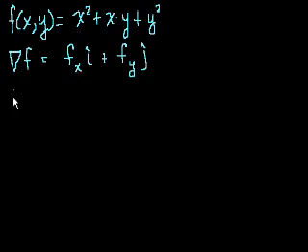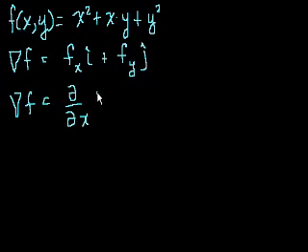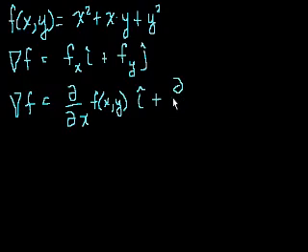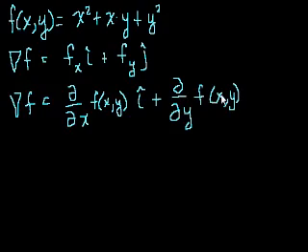Another way to view it, you could have also written this as the gradient of f is equal to the partial with respect to x of f of xy, and then all of that in the i direction. This is just different notation, plus the partial with respect to y operated on f of xy. So the partial of f of xy with respect to y times the j unit vector.